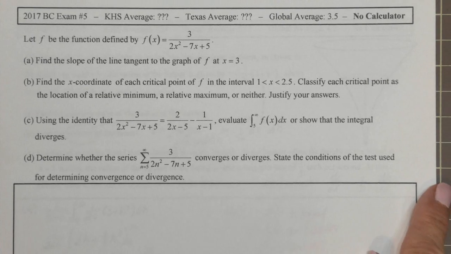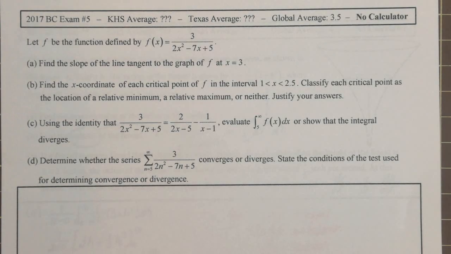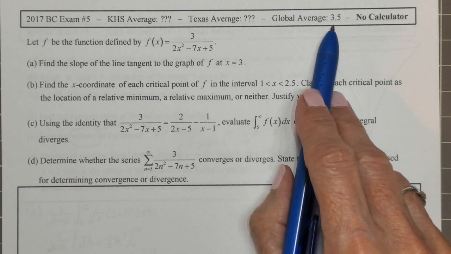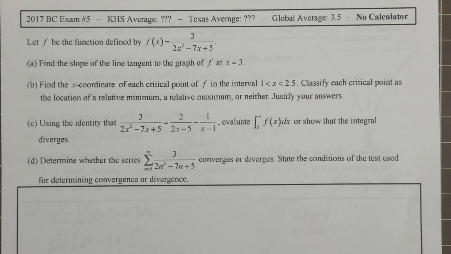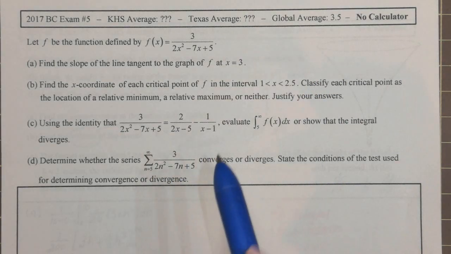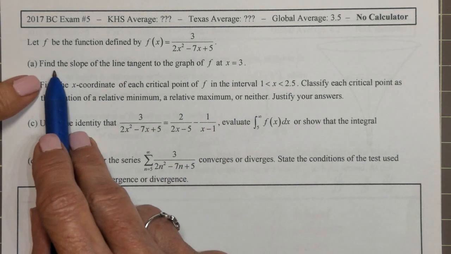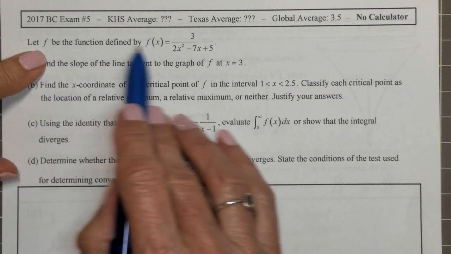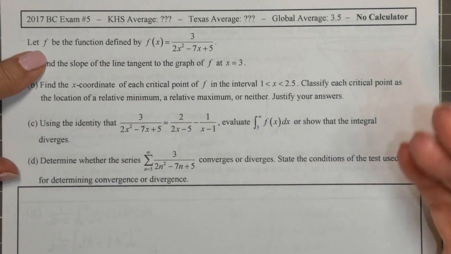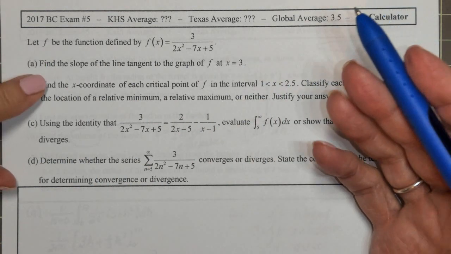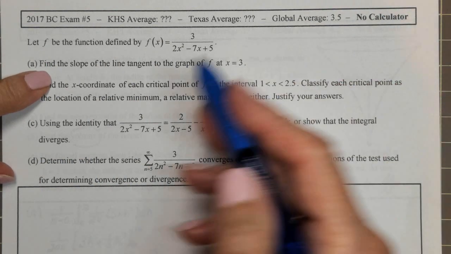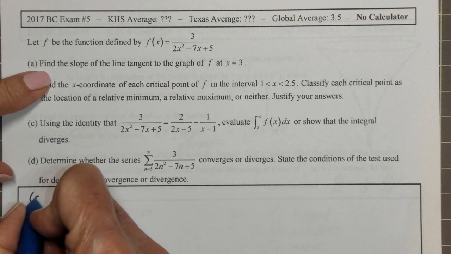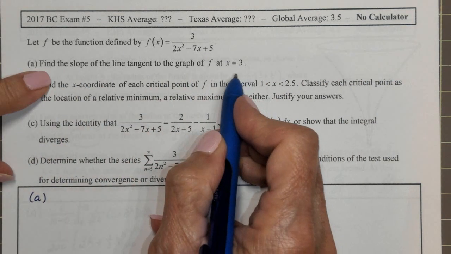Okay. Let's take a look at the problem from 2017. Okay, global average was a little bit lower. Let's see if we understand why. Okay, first of all, let f be the function defined by this. There's no story, there's just the function. Find the slope of the line tangent to the graph of f at x equals 3. Slope of the line tangent, that's just f prime.